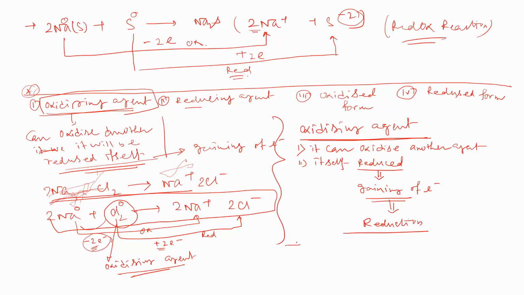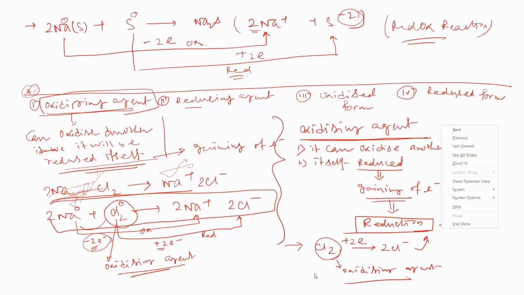there is another trick: when it is a reduction reaction, suppose here the Cl2 to 2Cl minus, so here the 2 electrons are gained, so it is a reduction reaction, so that means it is an oxidizing agent. Okay, so just remember that when it is a reduction reaction, it will be the oxidizing agent.